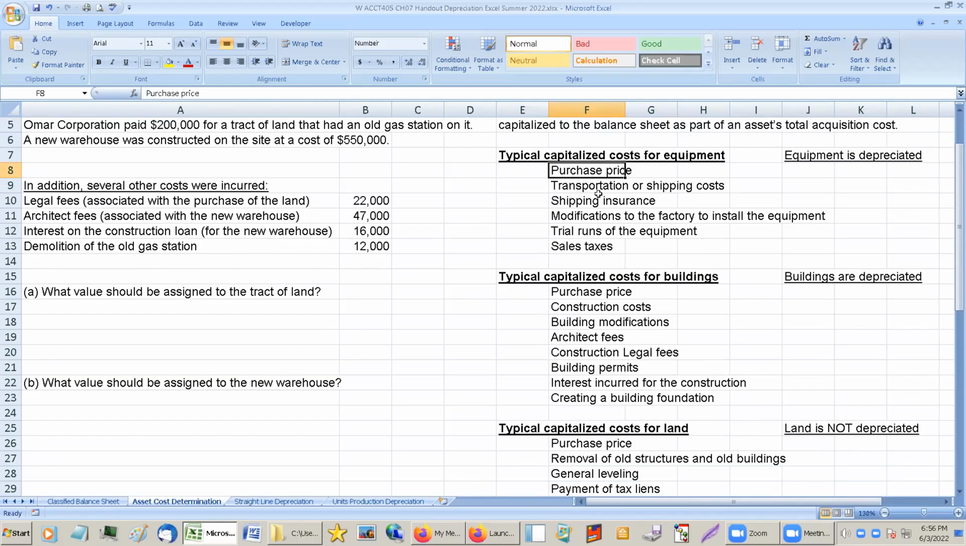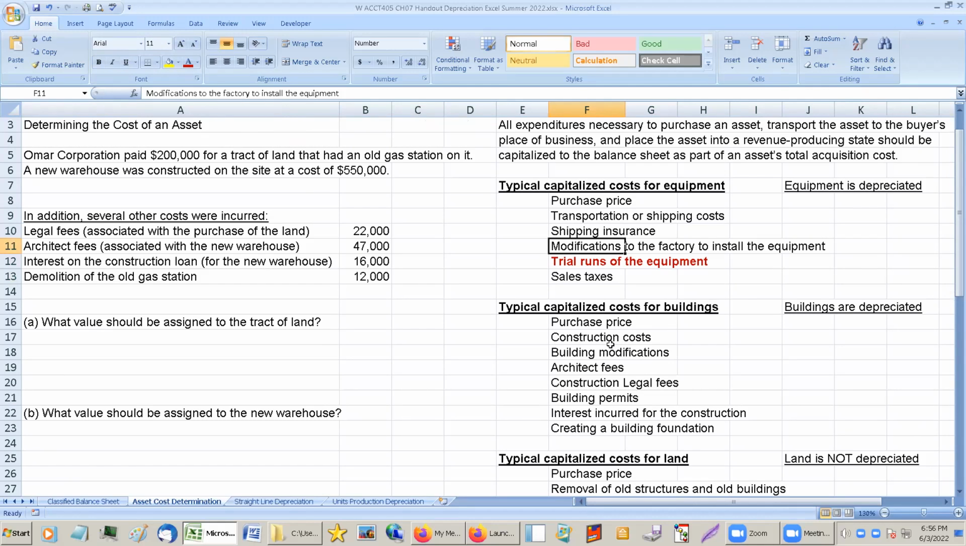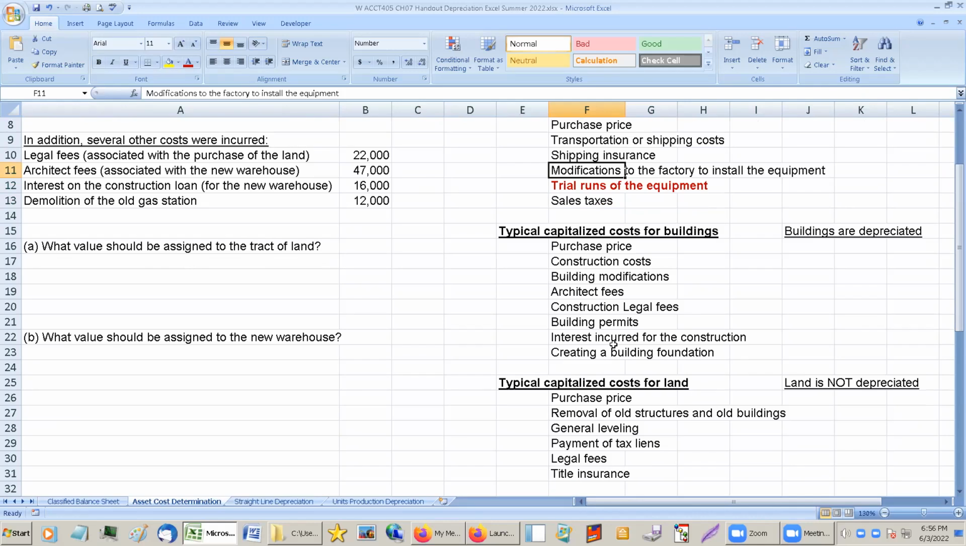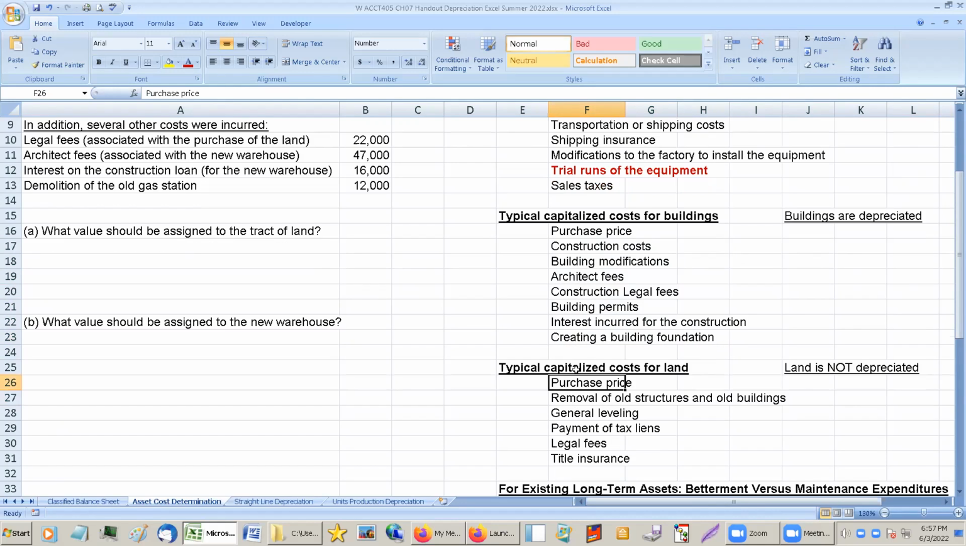So equipment, transportation, we'll have the purchase price, shipping, modifications. This is one that's a little bit unusual. Trial runs of the equipment to make sure it's running right. We put in the equipment. Buildings, purchase price, construction price, architect fees, building permits, blah, blah, blah. All those things that are going to making a building. And the land.